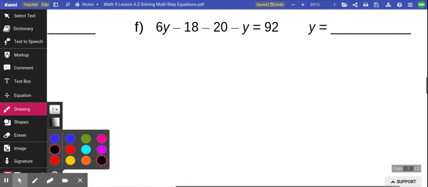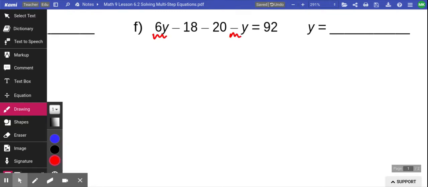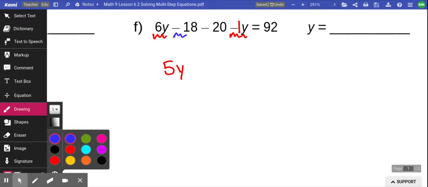Wonderful. If we look at F, we got kind of the same situation here. So I'm going to collect like terms first. I have 6y and negative 1y. Remember, there's an invisible 1 there. So 6 minus 1y would become 5y. I then have two constants right here that are like terms. Negative 18 minus 20 becomes negative 38. And then on the right-hand side, I still just have 92. There is nothing on the right-hand side to collect like terms.